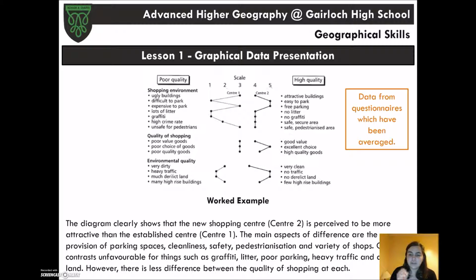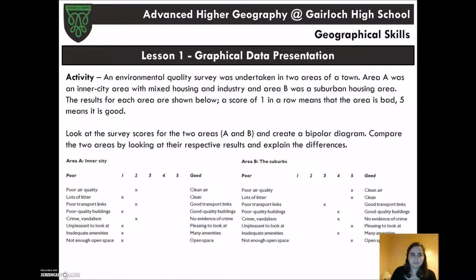The main aspects of difference, so we're then drawing our attention to certain bits, are the provision of parking spaces, cleanliness, safety, pedestrianisation, and variety of shops. Centre 1 contrasts unfavourably, so is worse, for things such as graffiti, litter, poor parking, heavy traffic, and derelict land. However, there is less difference between the quality of shopping in each. So it means that we haven't had to go in and talk about every result in terms of text, which when you're doing your study is really important because there's a word limit on it. However, it means that we've still got all that information across and people can really obviously see it.